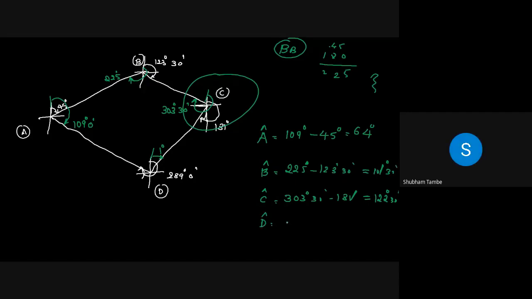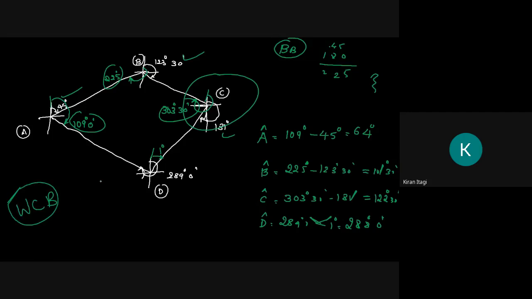Angle D is 289 degrees minus 1 degree. Correct? How much is it? 288 degrees 0 minutes. Very good. So in whole circle bearing, what you do is just greater angle minus lesser angle, greater angle minus lesser angle. This is how we will solve with respect to whole circle bearing.